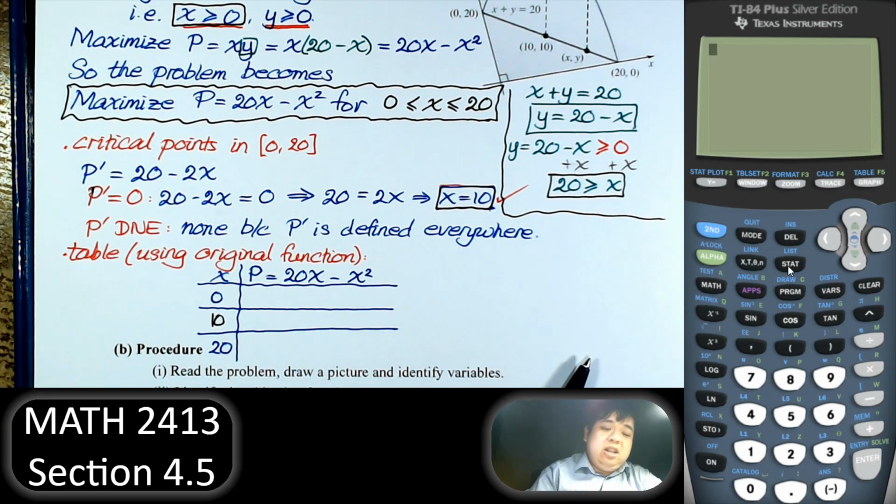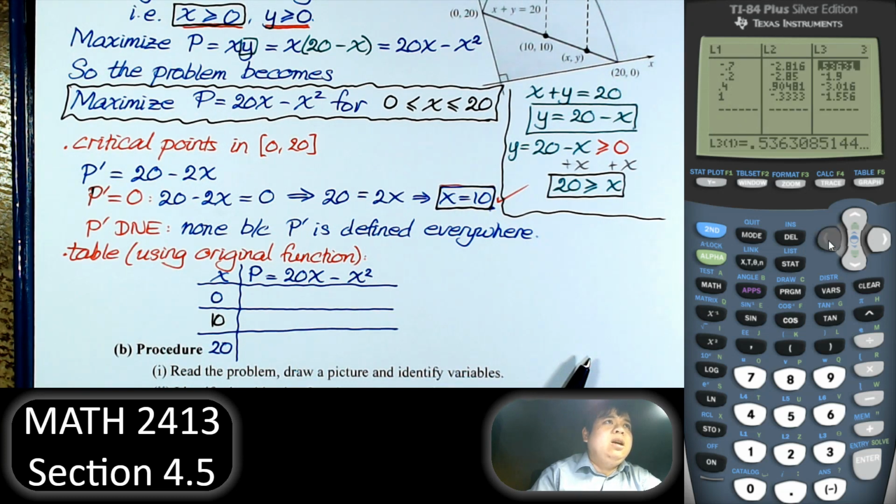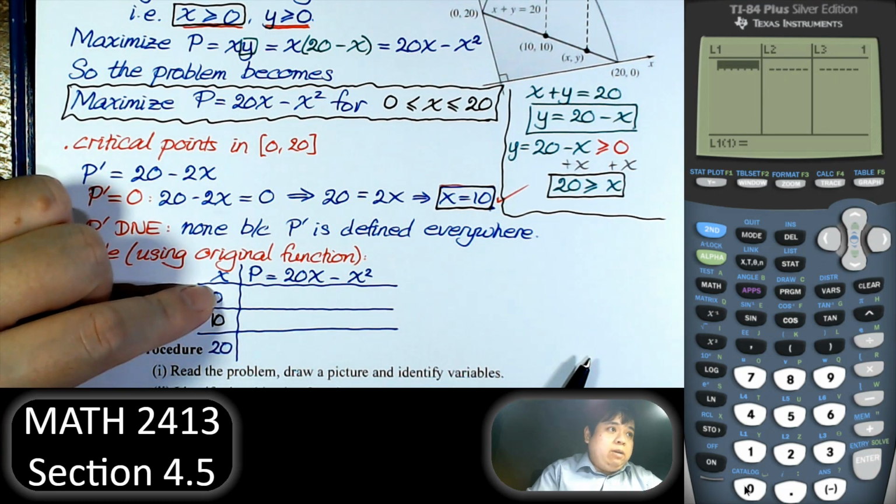So I just use the list here. Hit stat, enter. Let's clear all of this. Clear, enter. Clear, enter. Clear, enter. We have 0, 10, and 20.